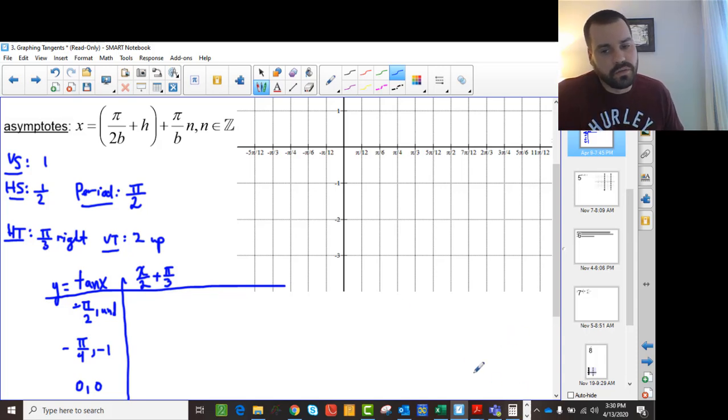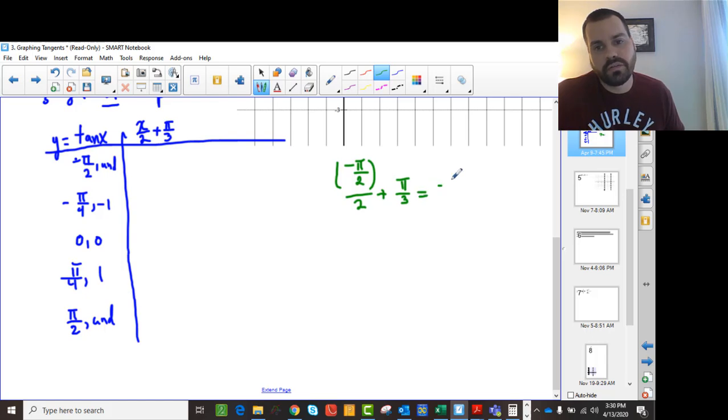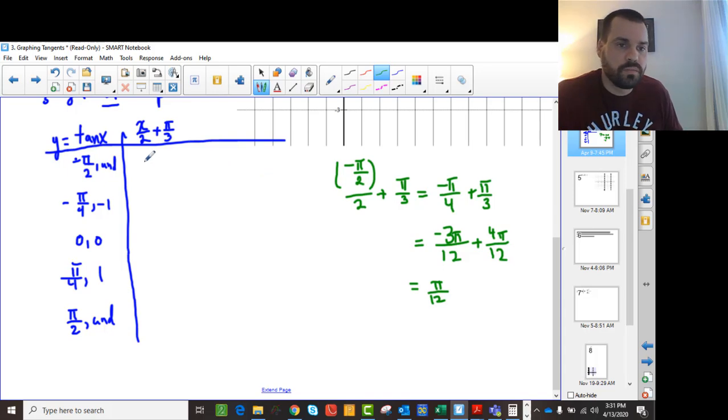This is where this gets a little weird. All right, so I'm going to do it over here in this blank space so you can kind of see what I'm doing. I'm going to take minus pi over 2, and I'm going to divide that by 2, and then I'm going to add pi over 3. So minus pi over 2 divided by 2 becomes minus pi over 4, and I'm going to add pi over 3. So then I have to write it as 12s, right? So they have to both become minus 3 pi over 12 and then plus 4 pi over 12. And then if I add that together, I get pi over 12. Okay, so this is going to become pi over 12.